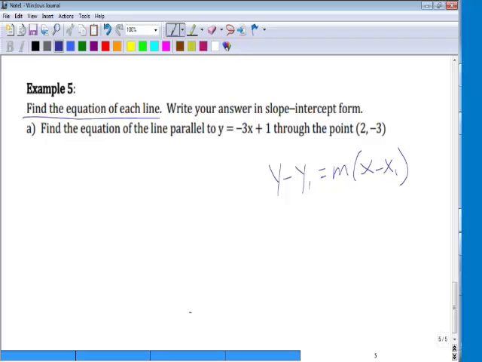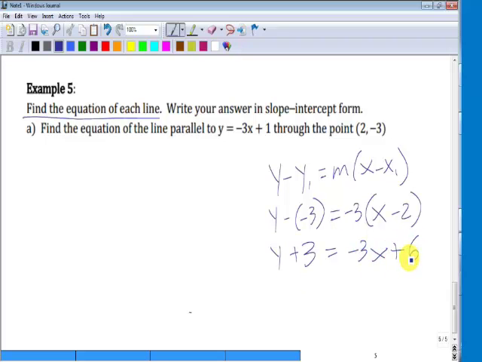So let's go with y minus negative 3 equals negative 3 times x minus 2. My apologies for the excessive number of negative 3's in this particular example. But there they are: one for the y coordinate of the point that's given, the other one for the slope. Y plus 3 equals negative 3x plus 6. And subtract 3 from both sides. Y equals negative 3x plus 3.